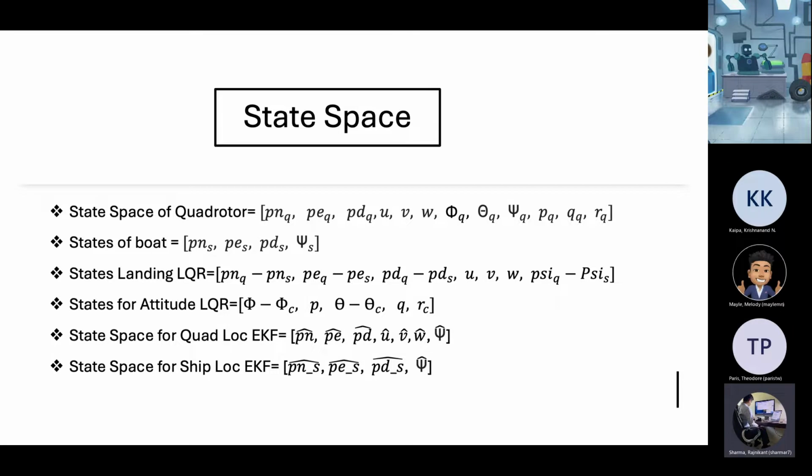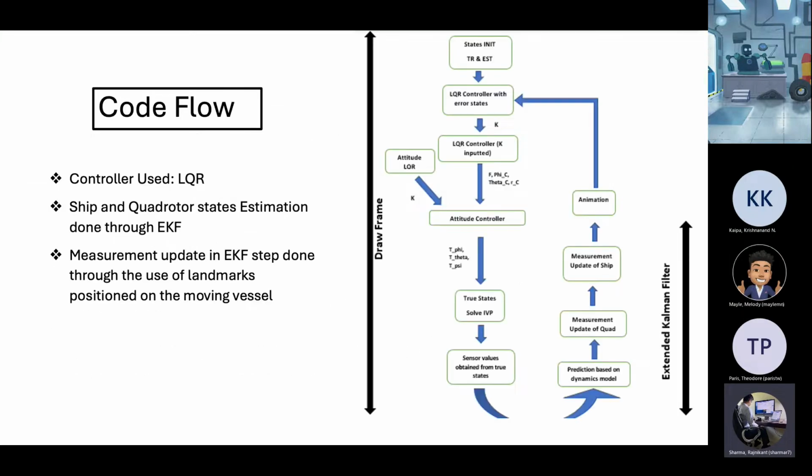Again, the states for the attitude controller, phi minus phi c, p, and so on, this matrix will be used as an input into the LQR controller, which will basically give us gains. Also, the state space for the quad localization EKF and the ship localization EKF can be seen as shown. Next slide, please. The figure on the right tells us the code flow, how our code works.